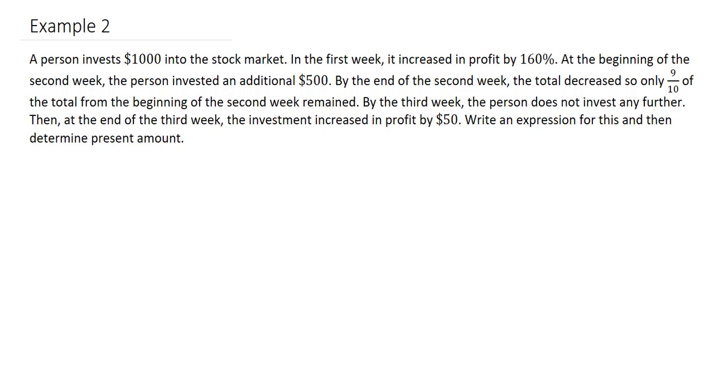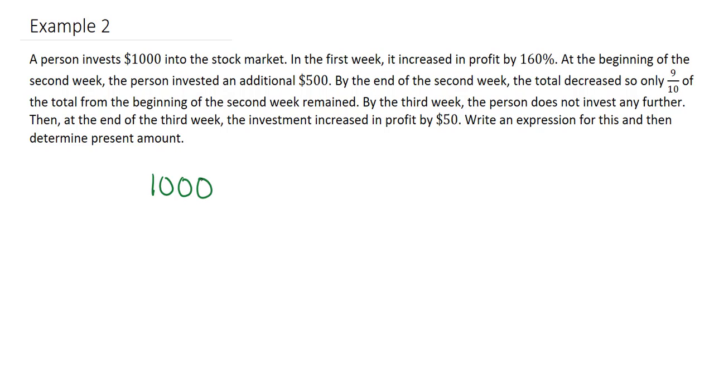So what we're doing is we're actually going to set up the problem. We're going to look at the problem and start to write it all out. So let's start at the beginning. A person invests $1,000 into the stock market. So let's go ahead and just write 1,000. We don't care about the dollar sign at this moment, but we'll just write the $1,000. Then the second sentence: in the first week it increased in profit by 160%.